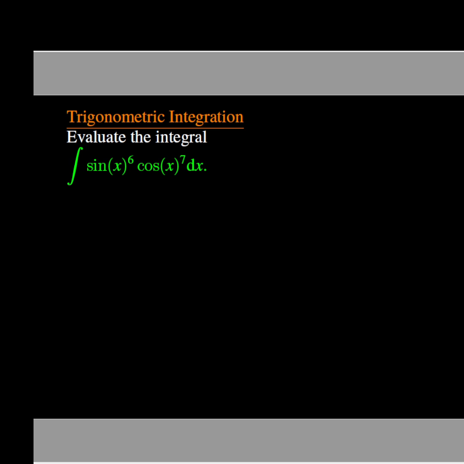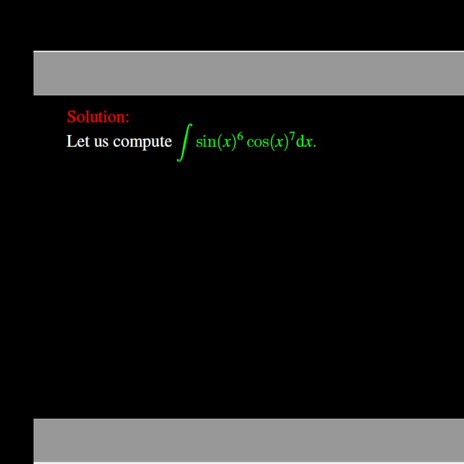Hello. In this problem, we are asked to find the antiderivative of the function sine of x to the power 6 times cosine of x to the power 7. Let us compute the integral of sine of x to the power 6 times cosine of x to the power 7. This function is a product of powers of sine and cosine functions.